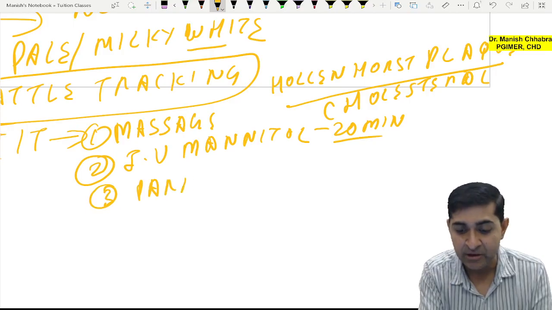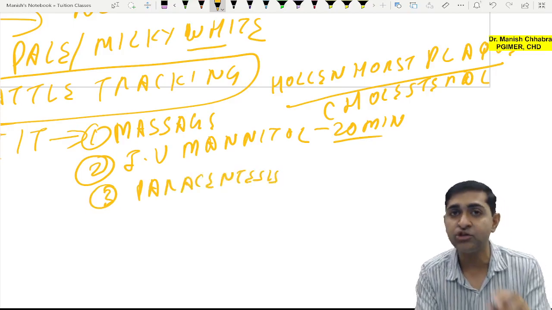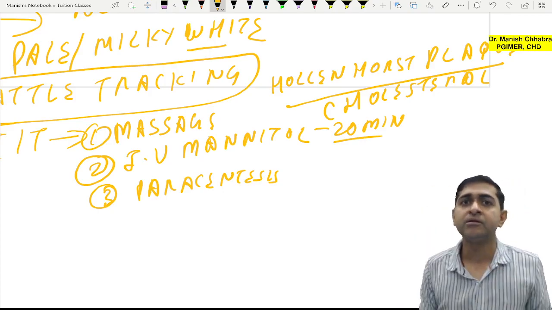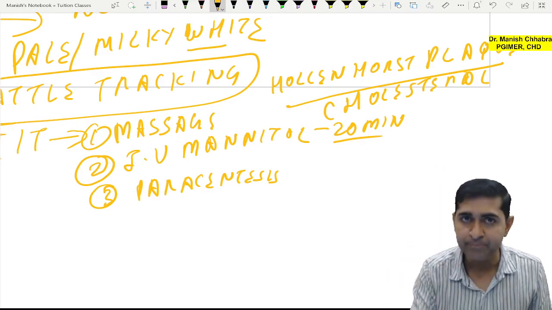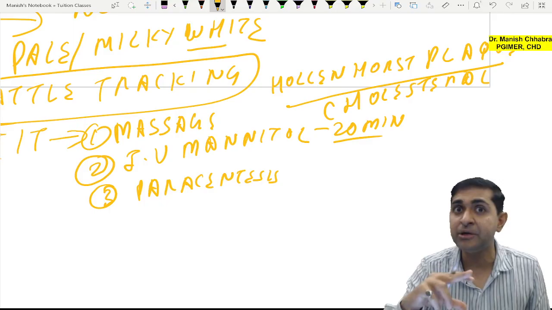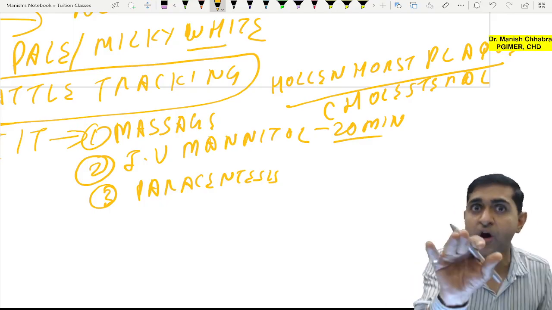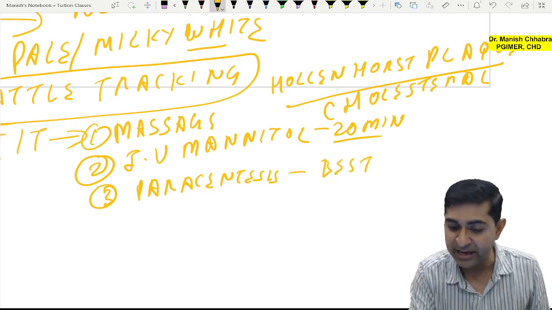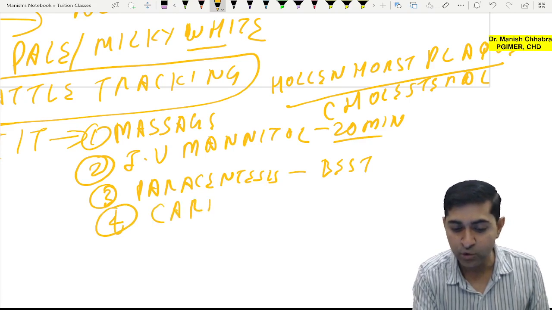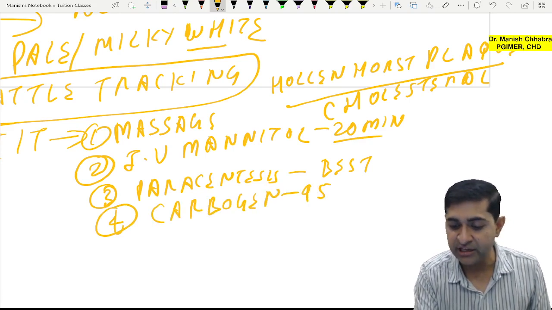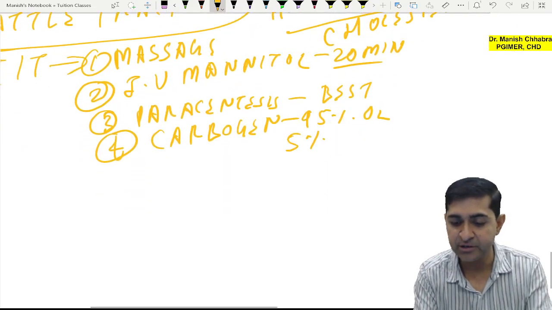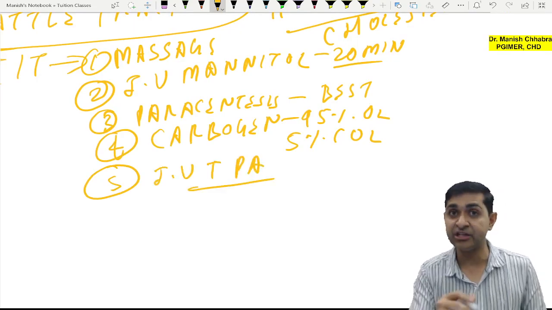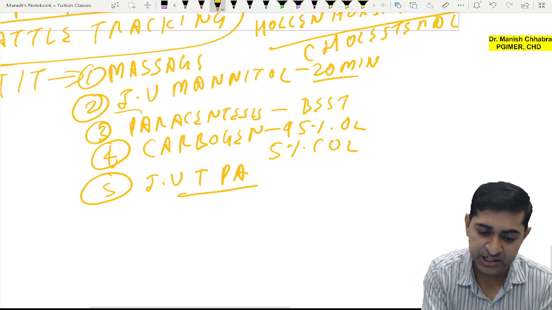Third is paracentesis. So mannitol will start its action in 20 minutes, while you put a needle in the aqueous humor, means anterior chamber, and pull out some aqueous humor. It is suddenly going to decrease the intraocular pressure. That may even lead to the flow of blood in the central retinal artery with more force, which may dislodge the obstruction. So this is the best technique. The other are, you can go for carbogen inhalation. Carbogen is 95% oxygen, 5% carbon dioxide. Fifth is intravenous tissue plasminogen activator, which is thrombolytic. But the best is paracentesis.